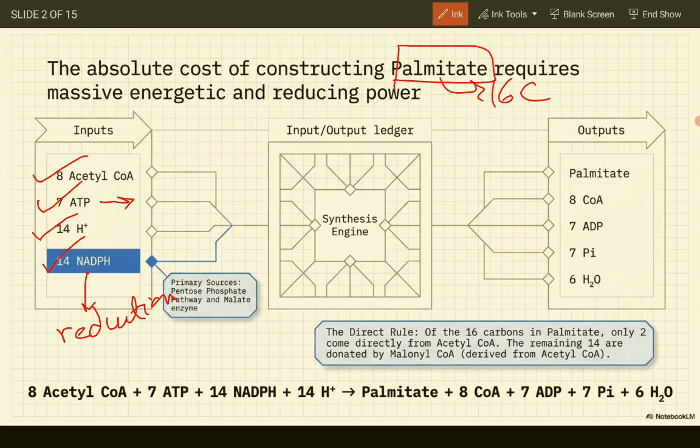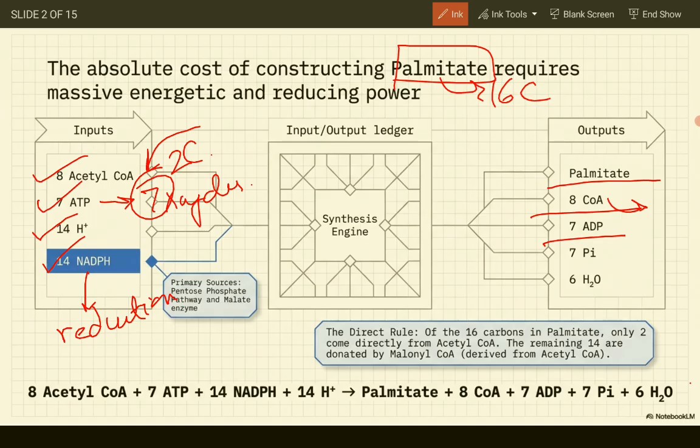Then we require ATP for the 7 cycles of production of palmitate, since 8 acetyl CoA will be added into a 16 carbon molecule through 7 cycles. Each cycle will add around 2 carbons, while the last step will add 4. So that is that. Then the output will be 1 molecule of palmitate, 8 coenzyme A released, 7 ADP produced from ATP, 7 Pi, and 6 H2O molecules.